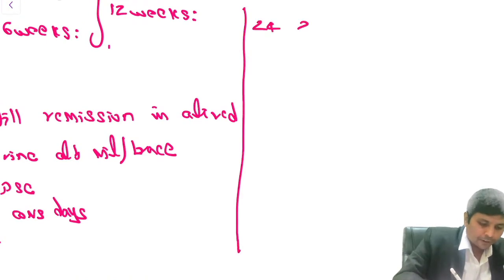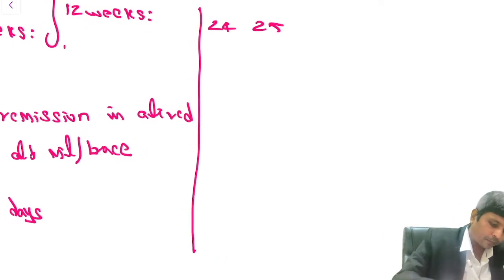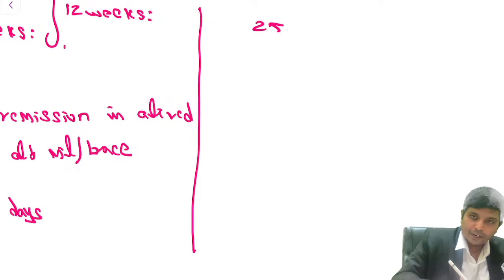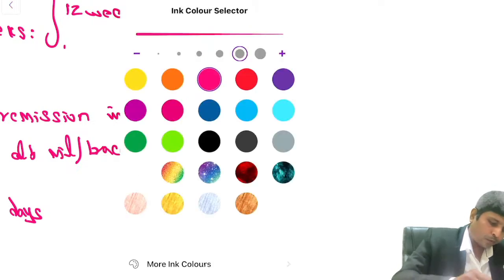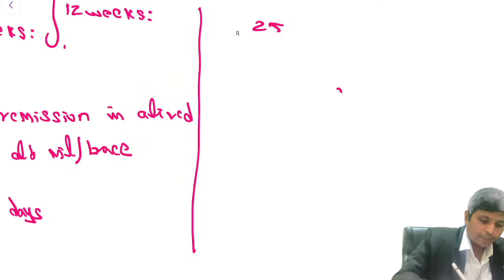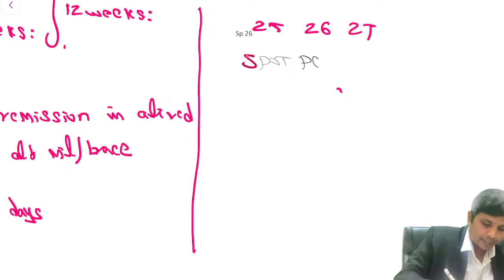So 24, 25, let me see, the patient has come to me on 24. So I am ordering for 25. So I am ordering 25, 26 and 27 spot PCR. I am ordering spot PCR for 3 days.